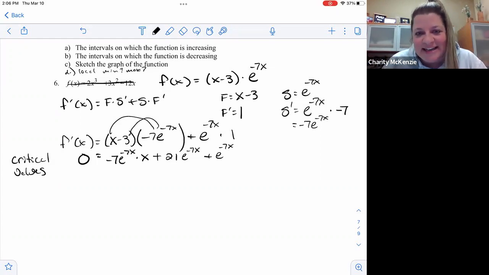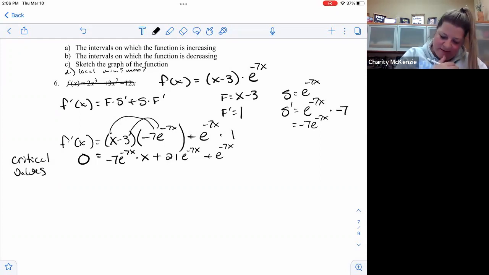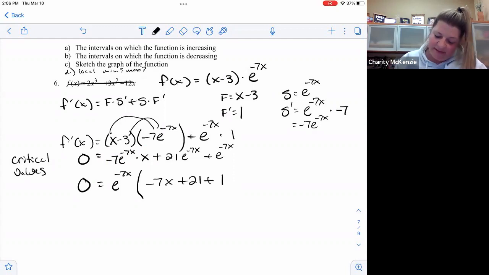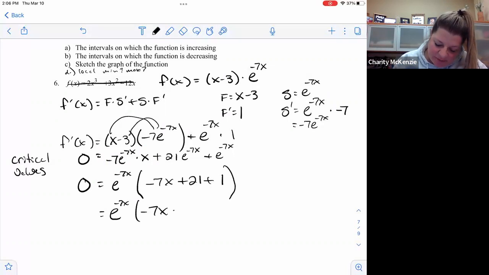So I want to factor out that e to the negative 7x, and that will make this thing look a lot easier. So I'm going to factor it out. We're still equal to 0. Anytime you have an e, factor it out because it can't equal 0. So this first one, I'd be left with negative 7 and the x, plus 21 plus 1. Okay, so then that ends up being a 22. So really we have e to the negative 7x and then negative 7x plus 22.